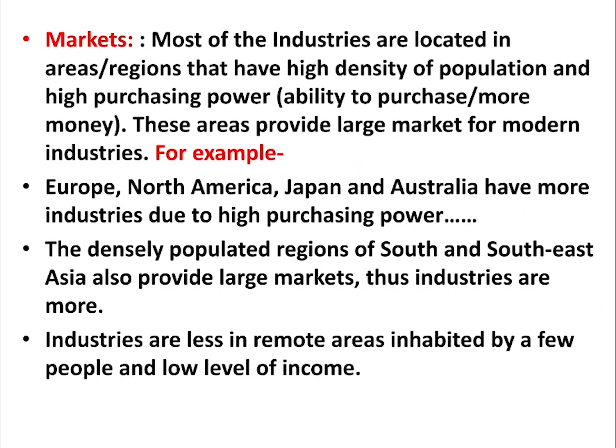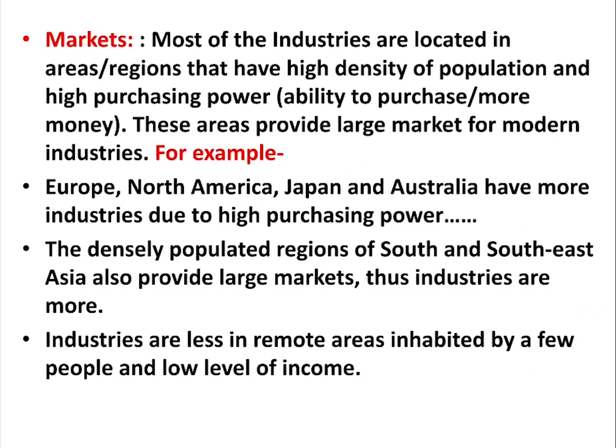Below we have two examples: areas such as European countries, North American countries, Japan and Australia. In these regions we have a large number of industries. We have many reasons, but the most important reason is that in these regions people have high purchasing power. These countries have people with a higher standard of living and more money, and more money means people will purchase more goods.